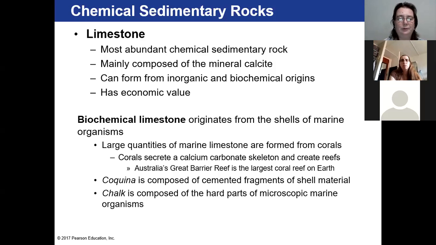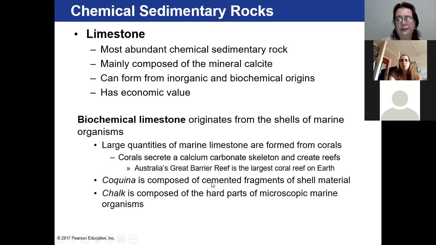So biochemical limestone comes from the shells and skeletons of marine creatures, usually around a coral reef, like Australia's Great Barrier Reef. You also might get a rock called coquina, and basically it's just shells that have been compressed and not really well turned into rock, but kind of squished together.